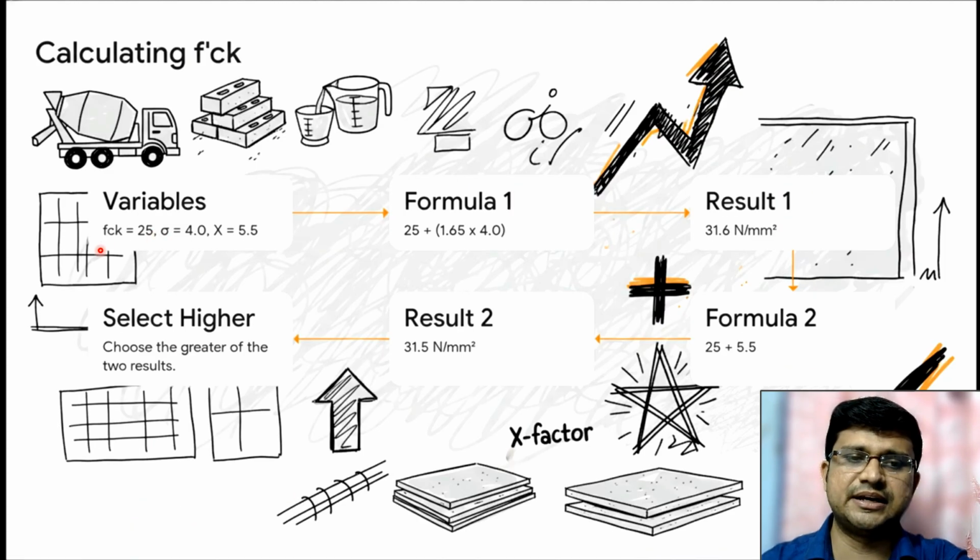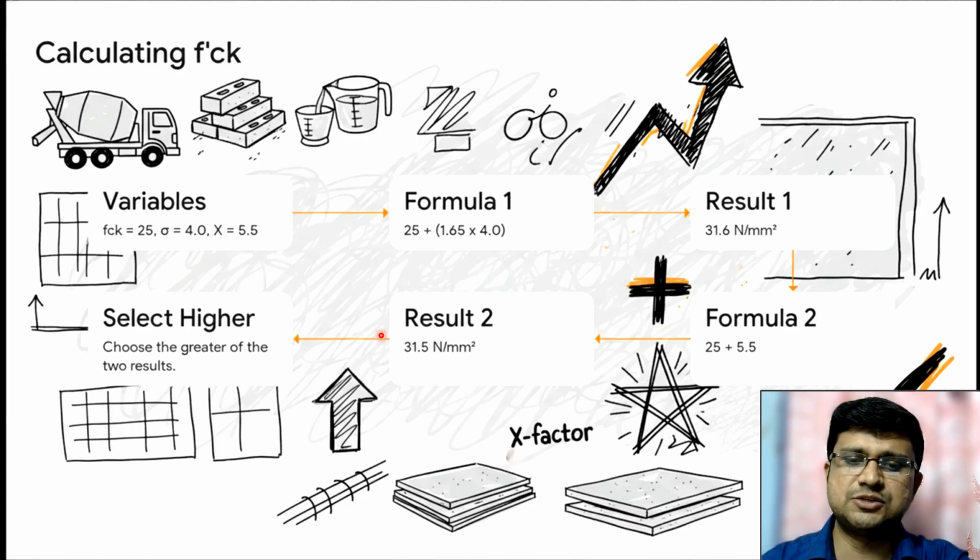Now what are the different input values? fck is 25 Newton per millimeter square. Standard deviation is 4. And empirical value X is 5.5. So if we use the first formula, which is f'ck equals fck plus 1.65 into standard deviation, then we will get the result of 31.6 Newton per millimeter square. And if we use the second equation, which is f'ck equals fck plus X, then we will get the result of 31.5 Newton per millimeter square.